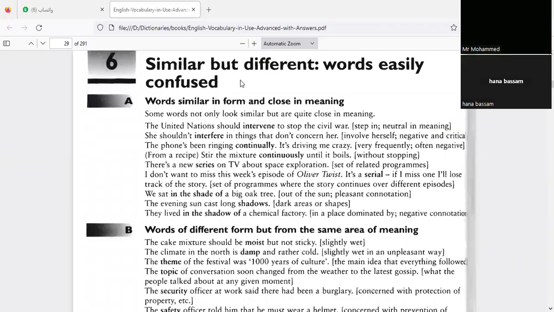But does it mean similar words, or words similar in form and close in meaning? Let's start here. Some words not only look similar, but are quite close in meaning. The United Nations should intervene to stop the civil war. So what does it mean, intervene, here?